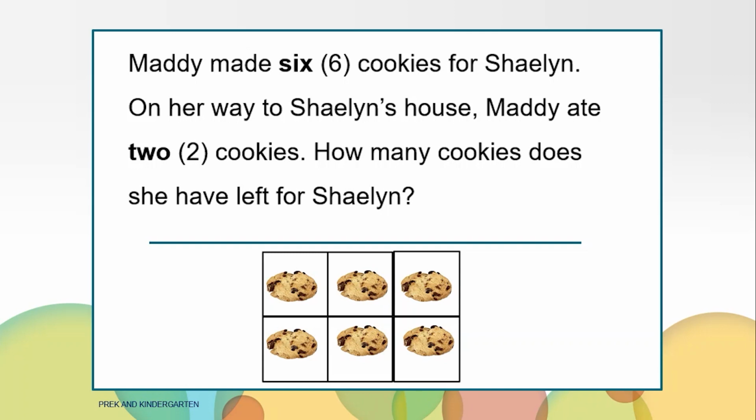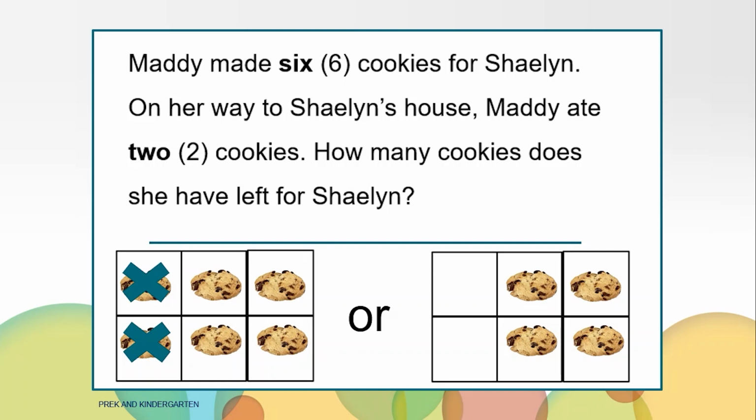Right, we need to take 2 cookies off the mat for the 2 cookies Maddie ate. If you used counters, you just take 2 off the mat. If you drew cookies, you will want to put an X across 2 cookies. I'll wait for you to do this. Your mat should look like the first one with the 2 cookies crossed off, or the second mat with 2 cookies missing.